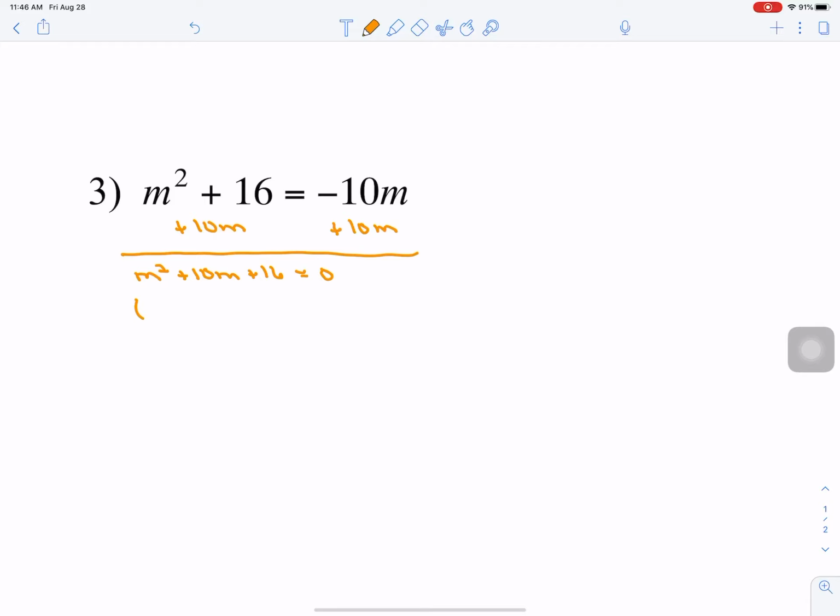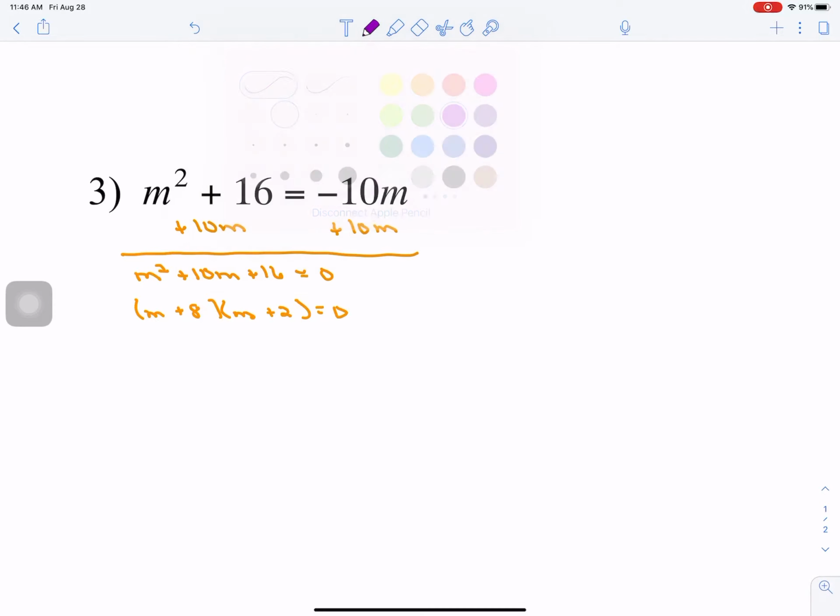Now we're going to factor completely. M times m is m squared. What two numbers multiply to 16 that add up to 10? In this case, it would be a positive 8 and a positive 2. Now that I have my binomials, I'm going to take them and set them each equal to 0 and solve. So this is taking factoring to the next level where we're actually solving for the variable.